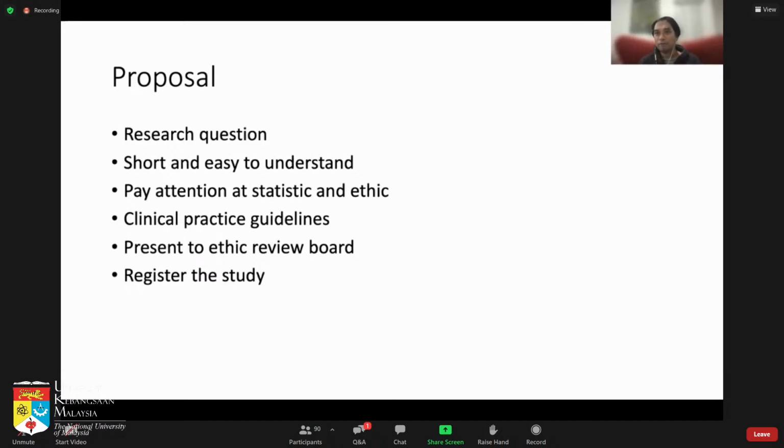And you have to read a lot. You have to read to see whether it's worth to do this study or not. The proposal shouldn't be long. It should be short and easy to understand. And in the proposal, you have to tackle what is the research question, what is the objective of the study, what is your hypothesis, and how do you want to prove this study? How do you want to prove whether this procedure or this drug is working for the patient? So this is important. But the proposal should be short and easy.